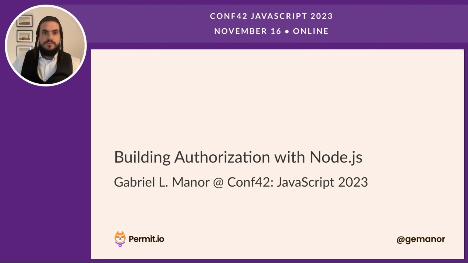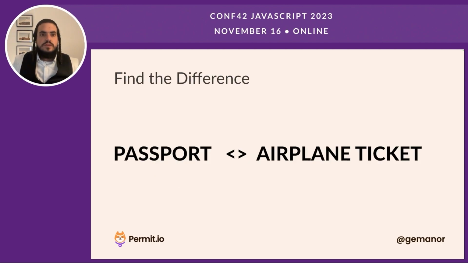My name is Gabriel, and although I'm recording this session from home remotely, I like to travel. This is one of my hobbies, and usually when I travel I'm using two documents. The first one, on the left side, is my passport, and the one on the right is the flight ticket. Let's talk about the difference between those documents, because they both probably allow me to get on a plane and travel, but they have different roles.